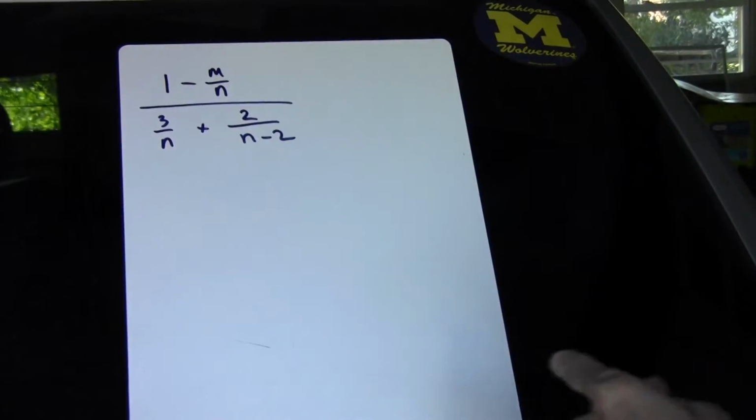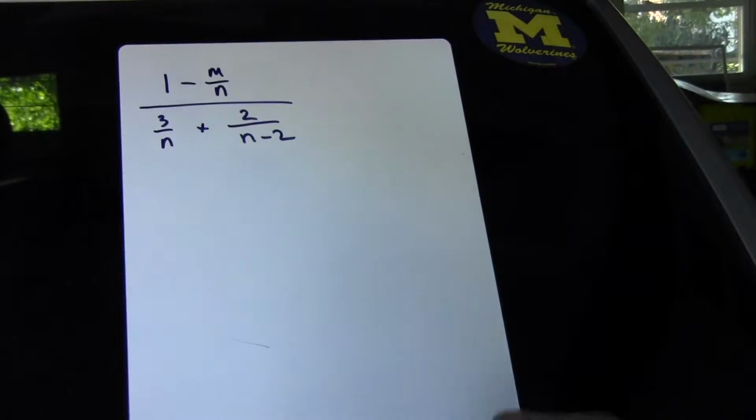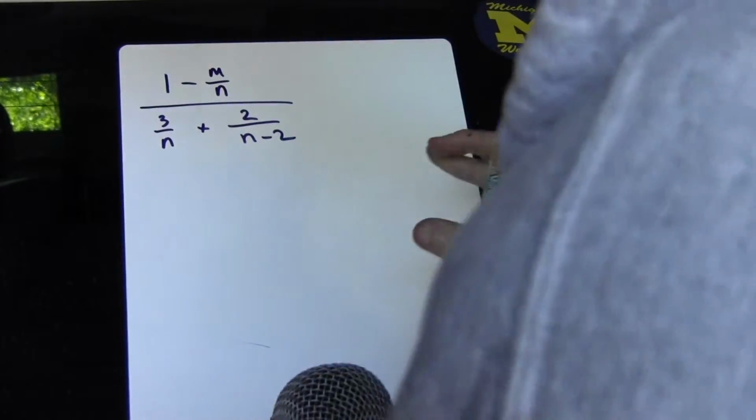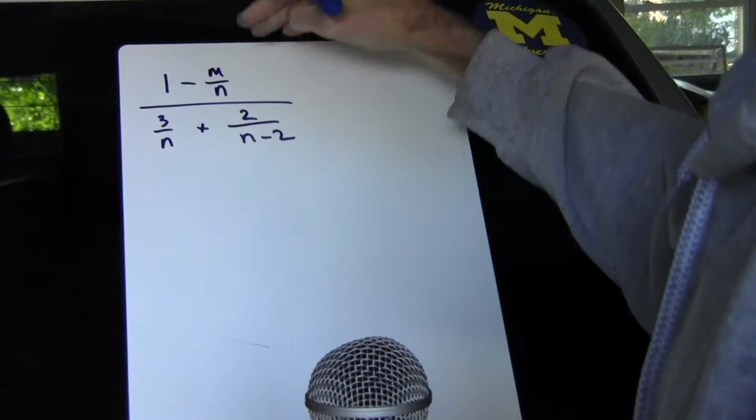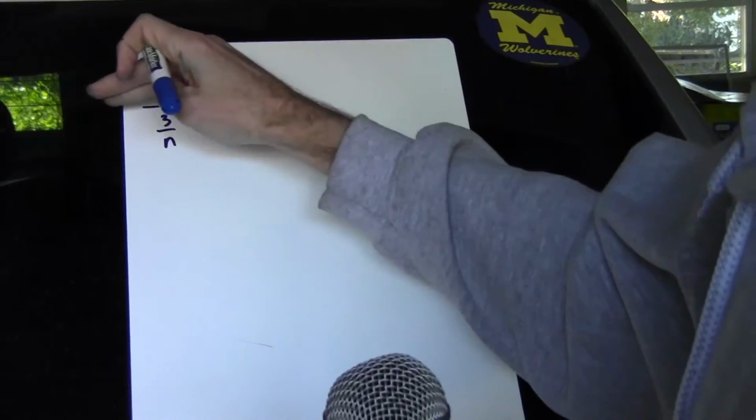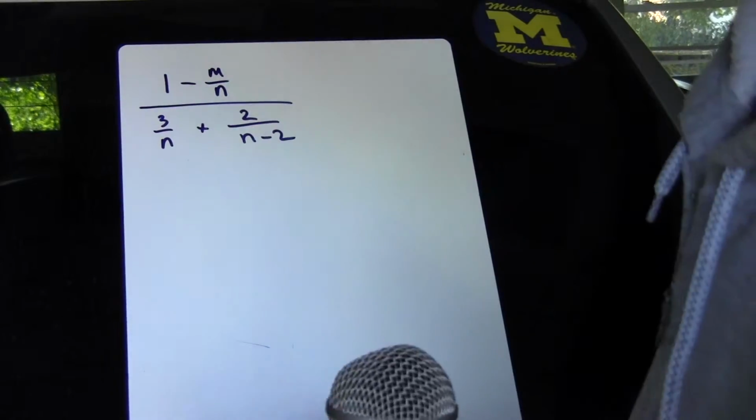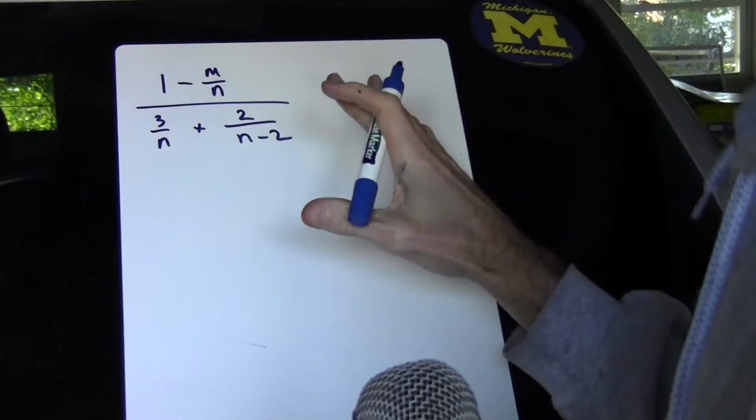All right, problem number 11, a nasty fraction problem. So it's kind of similar to the one we did before, but it's a little more complicated. So I have a fraction problem on top, I have a fraction problem on the bottom, and then the whole thing is a fraction divided by another fraction. So let's just take it step by step.